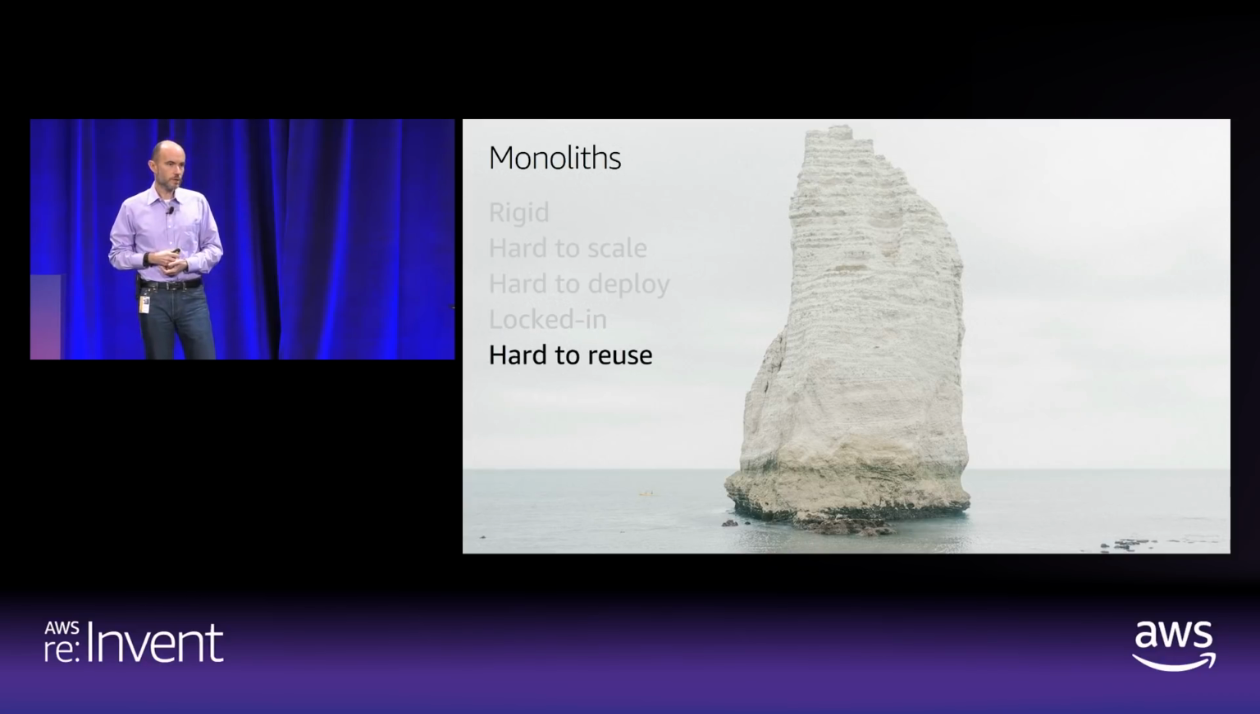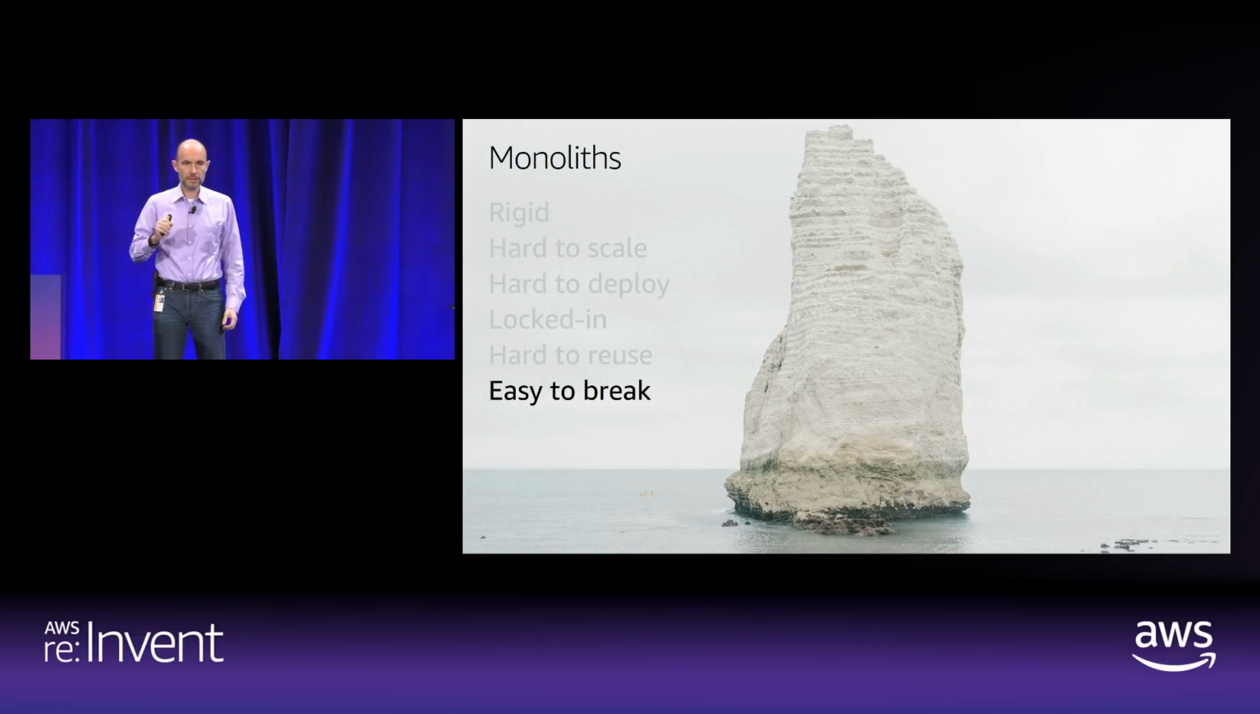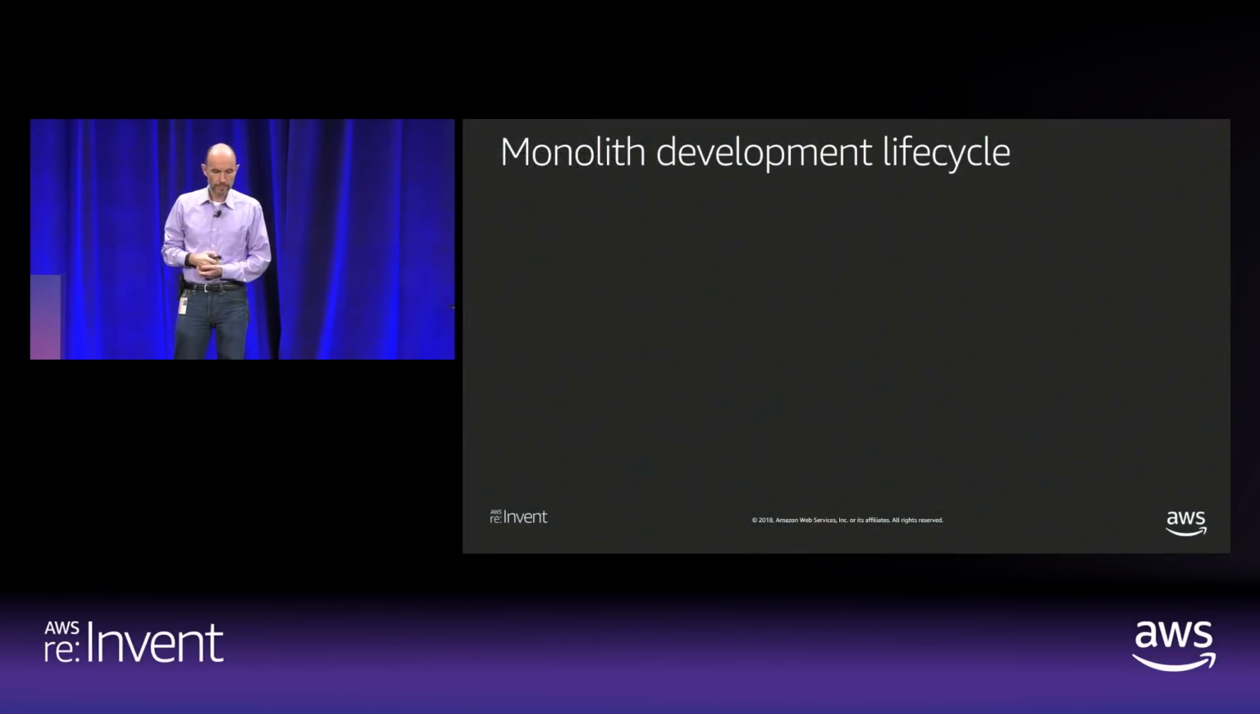And they are hard to reuse because every monolith is like a big, wonderful snowflake, but really hard to tear apart and repurpose elsewhere. And they are also easy to break because if one piece in the monolith doesn't really work, or if it breaks, it takes the rest of the monolith with it, and that's really hard to fix.